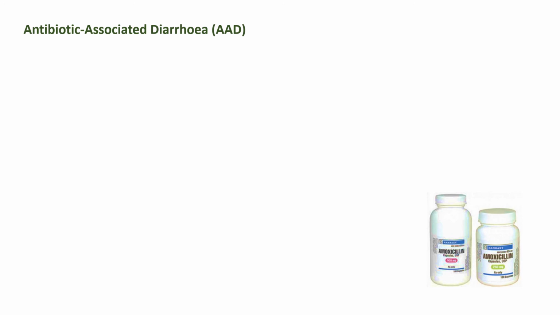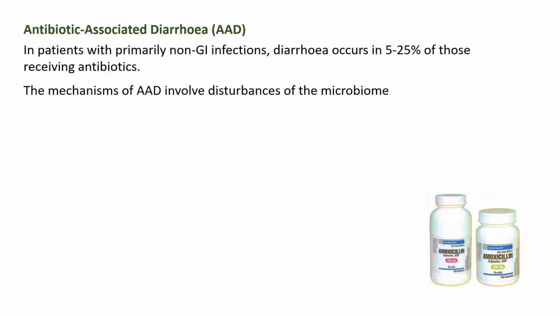So a quick word on antibiotic-associated diarrhea. In patients with primarily non-GI infections, diarrhea occurs in 5 to 25% of those receiving antibiotics, particularly the broad-spectrum antibiotics. And of course, what they're going to do is disrupt that microbiome, that delicate balance in terms of the commensal organisms within the GI tract.